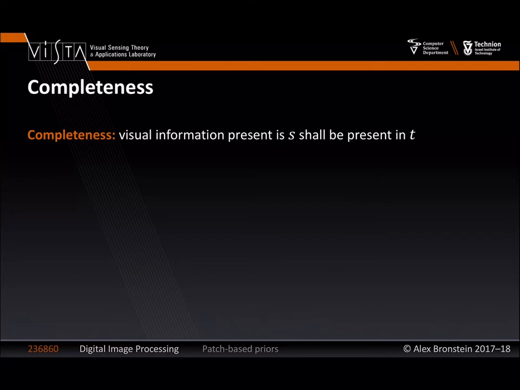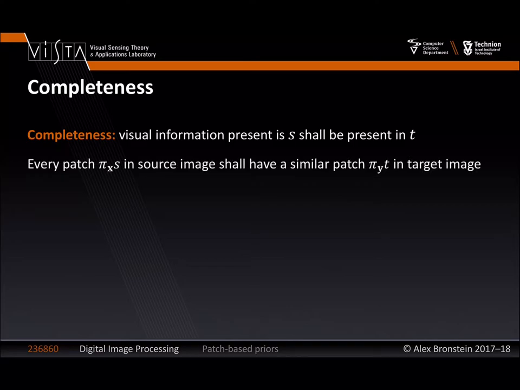Completeness was the claim that visual information present in S shall be present in T. Let's try to formulate it at the level of patches. So I would like to say that every patch π_x in S, the source image, shall have a similar patch π_y in the target image T. If I formulate this at the level of patches, it gives you some mathematically meaningful notion of completeness. Of course, we can argue about the size of the patch. Maybe you take patches at different sizes, at different levels of scale, but at least this gives you a tool to define completeness in a rigorous way. So that's why I'm proposing to use the notion of patches.